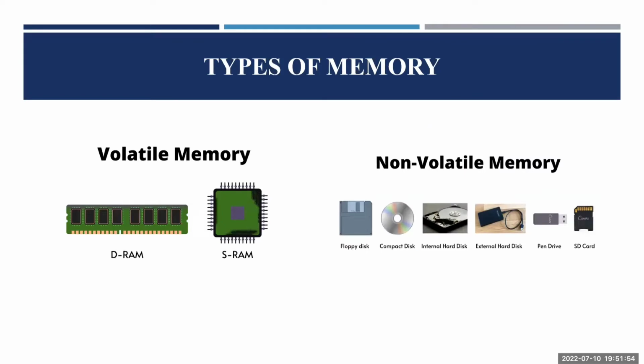And types of memory. Coming to types of memory, there are two types: volatile and non-volatile memory. Volatile memory will wipe off when power is plugged out from the running system, like it is a temporary memory. And non-volatile memory means it will be static, like persistent, even if the computer is powered off. Volatile memory examples are RAM and cache memory. The examples of non-volatile memory are floppy disk, compact disk, hard disk, pen drives, and SD cards.